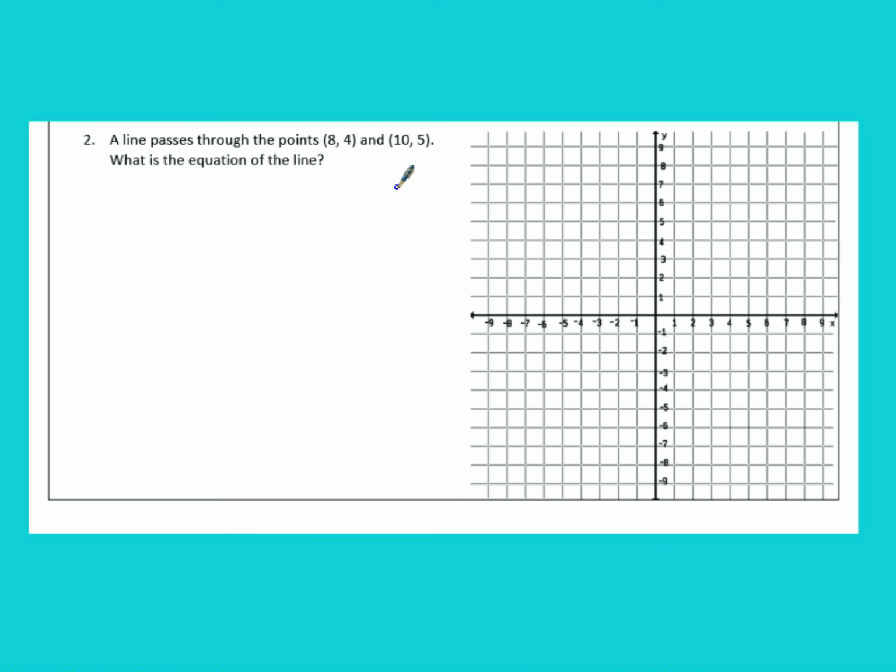And this next one, if you want to try it on your own, pause the video and do that first. If not, just listen along. So you want to first plot your points. We have (8, 4). So start at your origin, go to positive 8 on the x-axis, and up 4 on the y. That's our first point. And then we have (10, 5). So start at your origin, positive 10 on your x, which is right here at the edge, and then up 5 on the y. So you have these 2 points here.